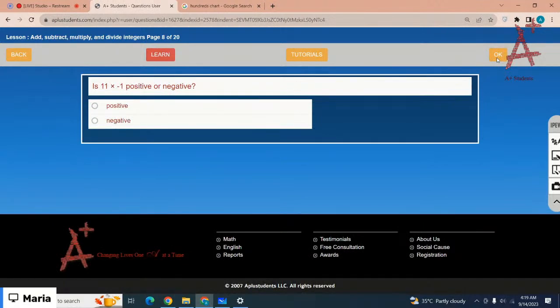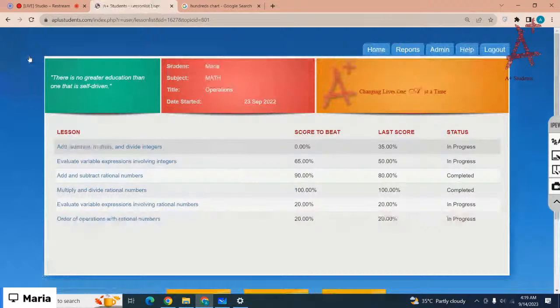Is 11 times negative 1 positive or negative? You are multiplying a positive and a negative number, right? The answer must be negative. Okay, you can complete the lesson by yourself later today. So let's just move on to the next lesson.